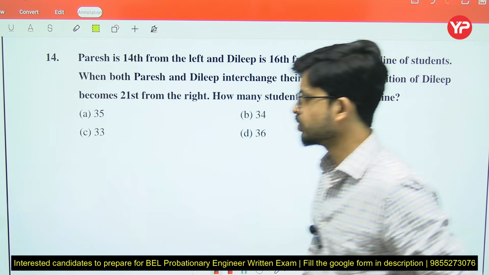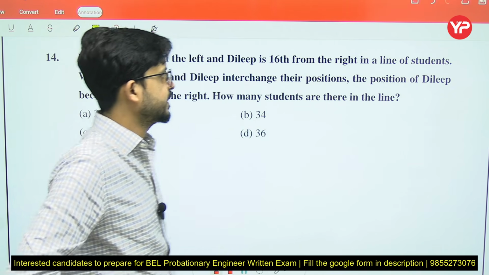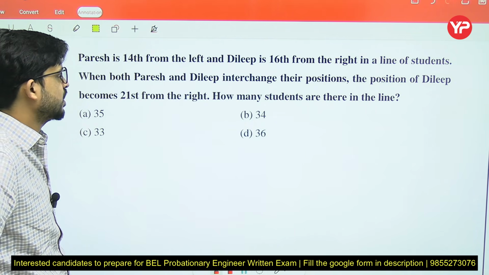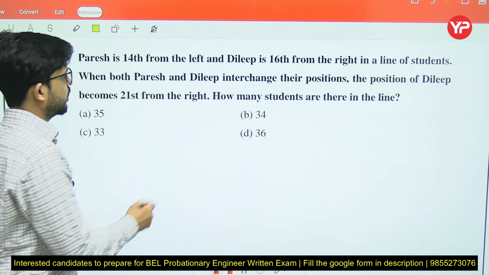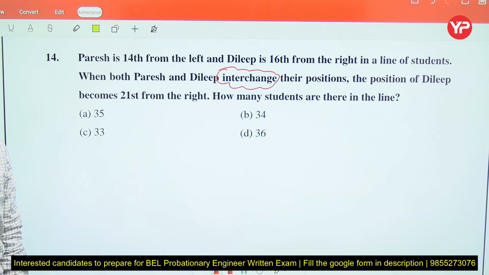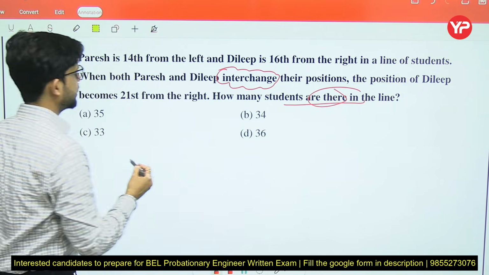Next question is related to the sitting arrangement. Paresh is 14th from the left and Dilip is 16th from the right in a line of students. When both Paresh and Dilip interchange their positions, the position of Dilip becomes 21st from the right. How many students are there? मैं एक simple चीज बताता हूँ. For the case of interchange, what you have to do? We have to find the total students.